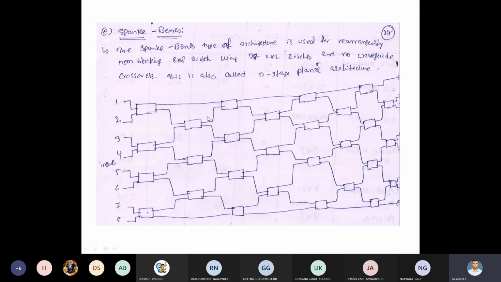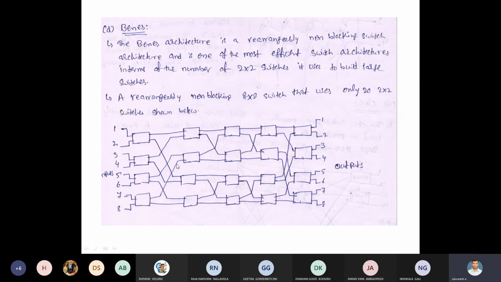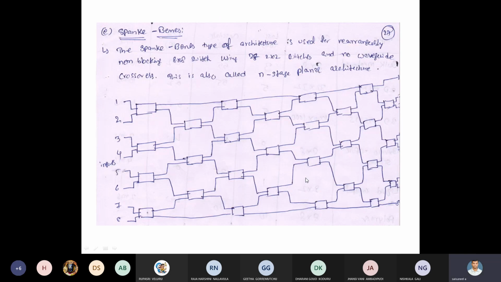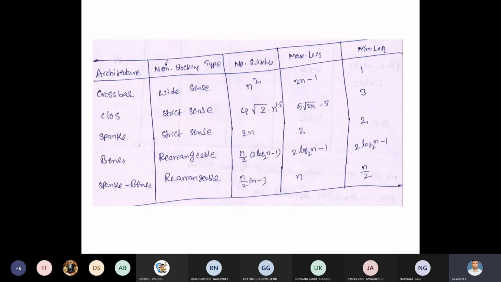Here there are no crossovers. There is no crossovers, a direct path. See this one, there is no cross or direct path connections taking place. But in the previous section, the number of cross connects can be high in the Benes network. To overcome these cross connects, we will go for Spanke and Benes network.